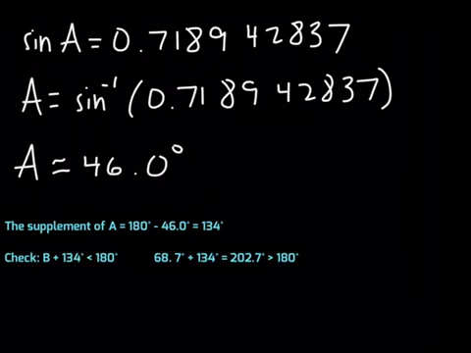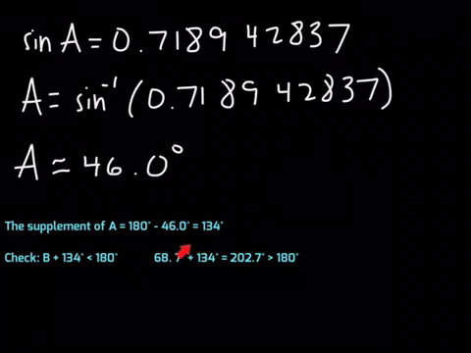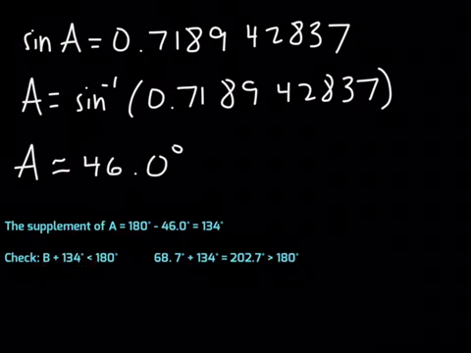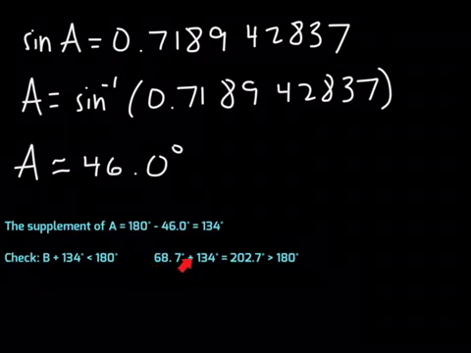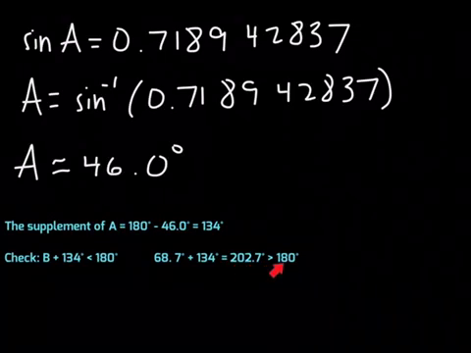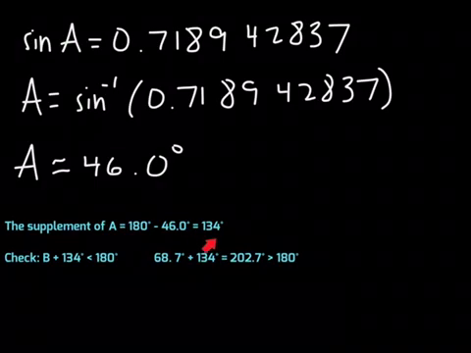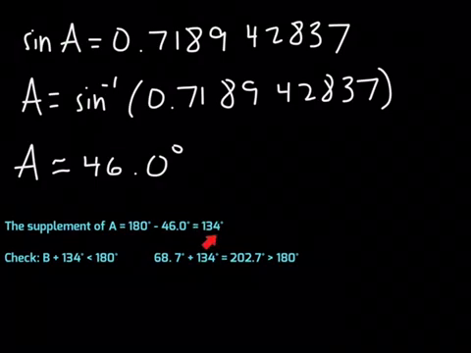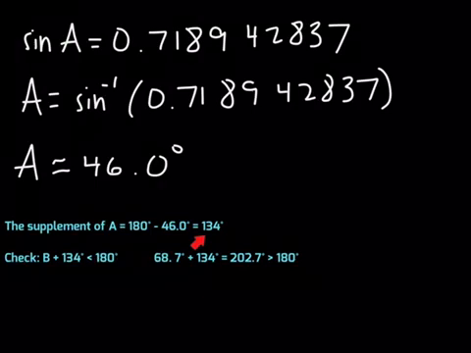Okay, you guys, this is what I get when I check. I have to make sure that 134 degrees plus my given angle, angle B, is less than 180. So here I go. 68.7 degrees is my given angle B, plus 134 degrees is equal to 202.7 degrees, which is more than 180 degrees. So this second option for angle A is not valid.